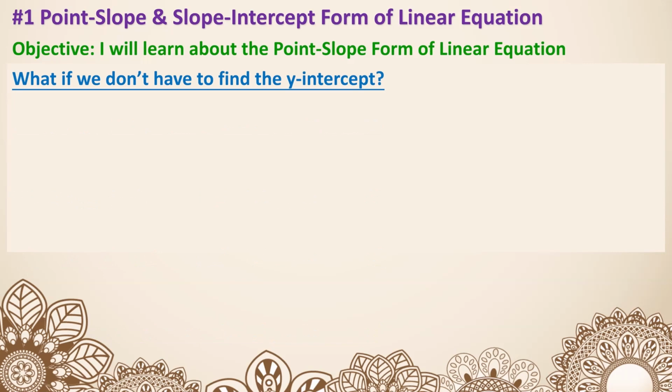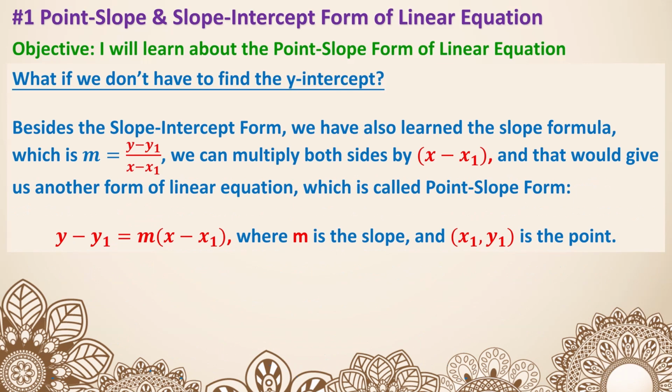What if we don't even have to find the y-intercept? Because previously we were still using y equals mx plus b, using the point, and then trying to find the y-intercept so that we can write the slope-intercept form. Besides the slope-intercept form, we have also learned the slope formula, which is m equals y minus y1 over x minus x1. More specifically, we learned it slightly differently. We learned y2 minus y1 over x2 minus x1, especially when we are given 2 points, x1, y1, and x2, y2. That's typically how we label the 2 points. Then we can use the 2 points to find the slope.